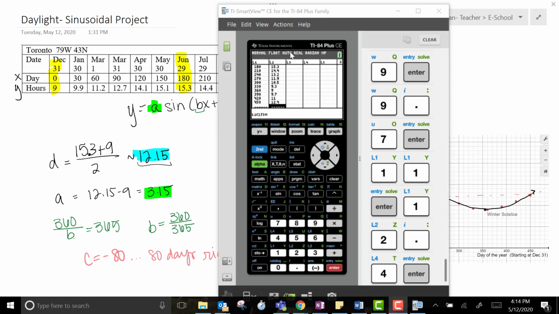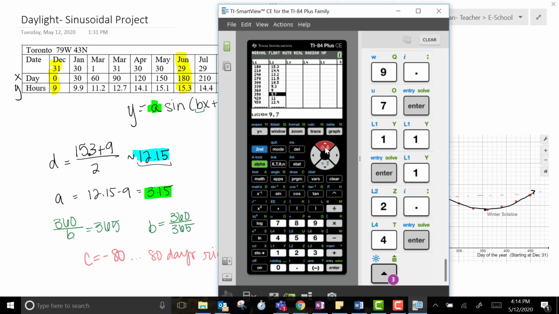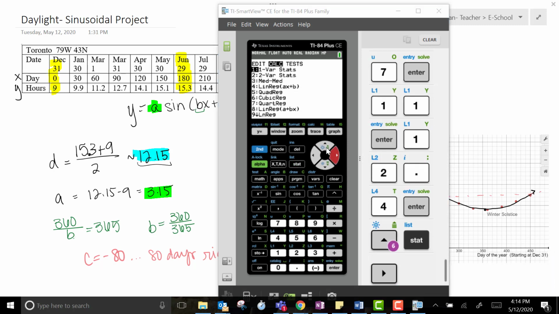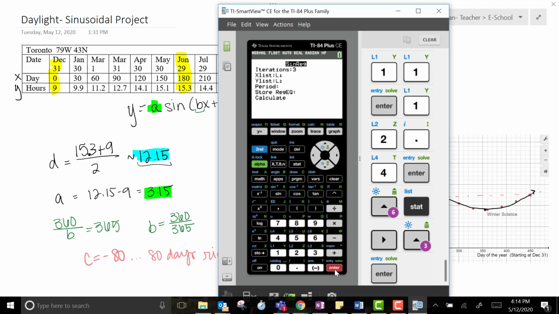Alright, after I get all these values inputted into my x and y columns, what you're going to do is go to Stat, arrow over to Calc, and then arrow up till you get to SinReg. What this does is it's going to fit it to a sinusoidal graph. So if I press enter, we can go all the way down here, and this gives me some values.